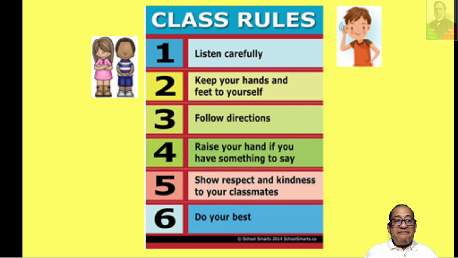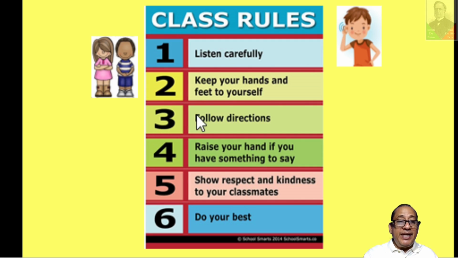Keep your hands and feet to yourself. Mantén tus manos y tus pies quietos. Respect others' space. Respeta el espacio de los demás. This is good behavior. This is a good choice. Very good. And listen carefully, it's a good choice too. Keep your hands and feet together is a good behavior too.